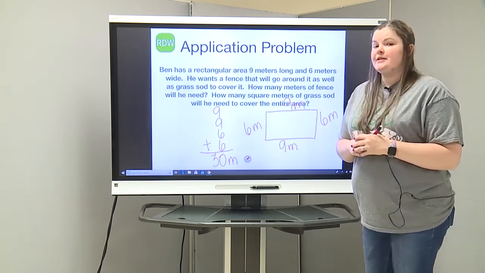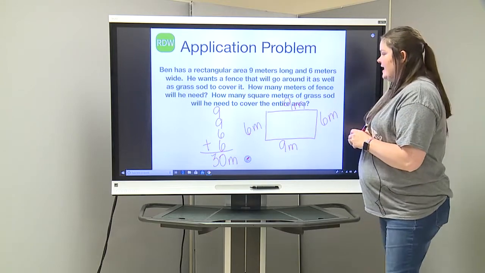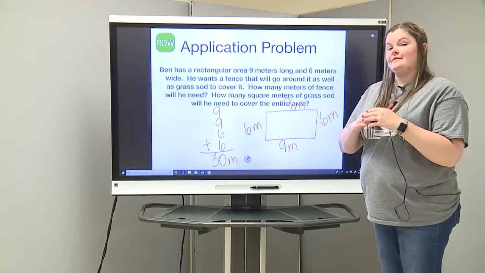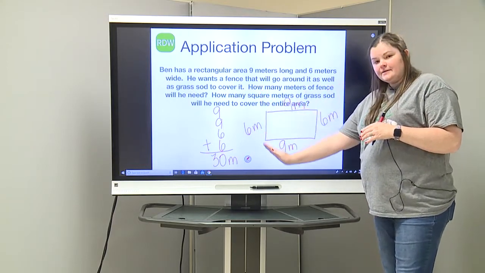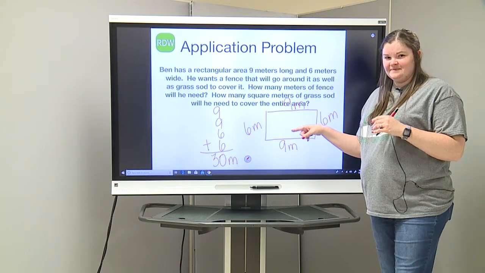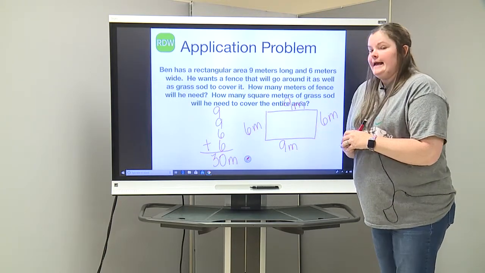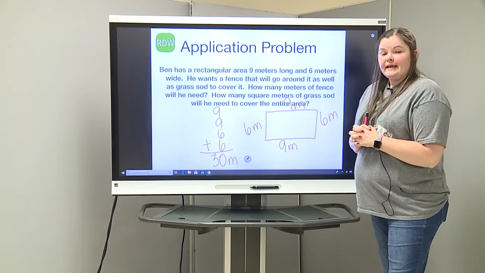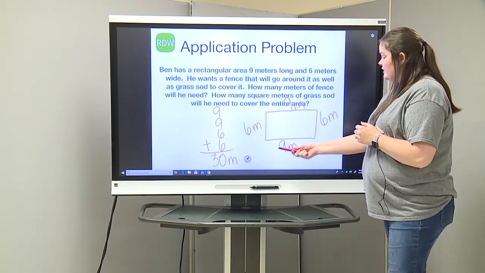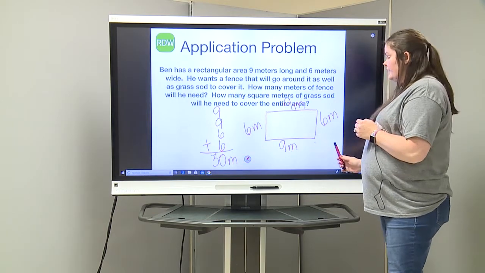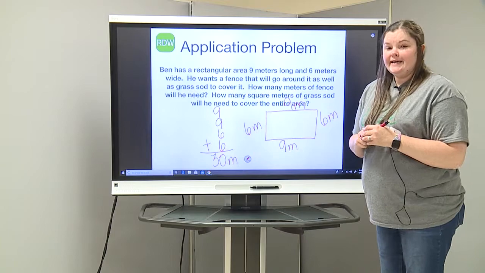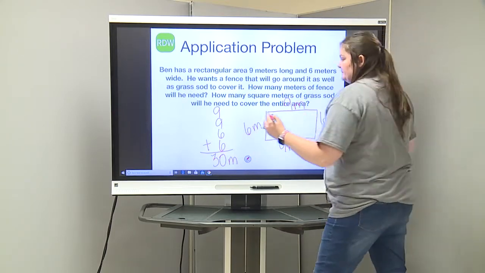But that's not the only question that it asks us. It also asks us about the grass side. So now we need to figure out the area. We figured out the outside. Now we need to figure out the inside. Ready? All right, let's do that. Now, again, as you learned in 3rd grade, area is going to be length times width. So we already know that the length is 9 meters, the width is 6 meters. So over to the side, we're going to write a multiplication sentence that will help us figure that out.